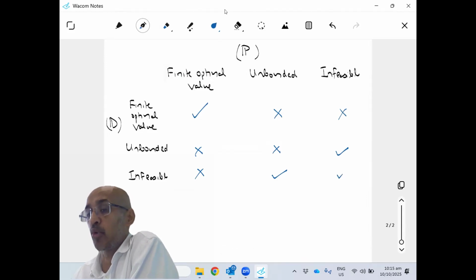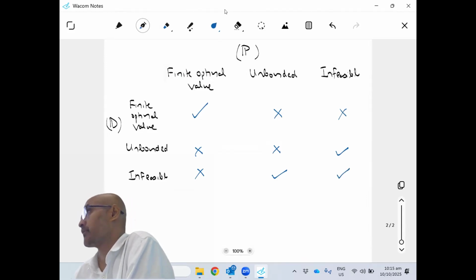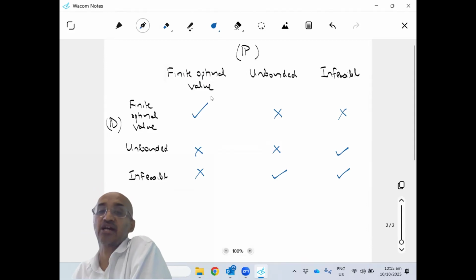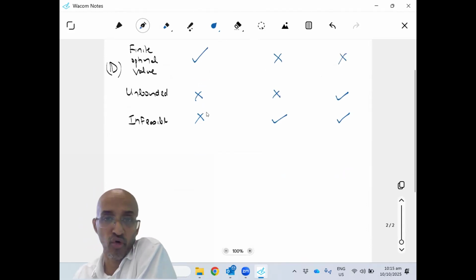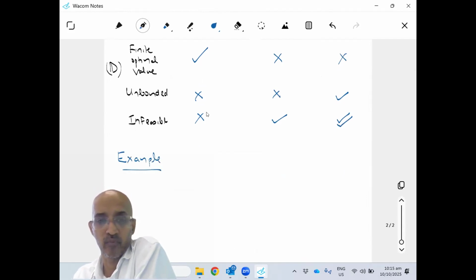You can have an LP where both problems are infeasible. This can happen. It's a rare occurrence, but it can happen. Okay. So let me show you this last example. Both LPs might be infeasible; it's not going to always be the case.